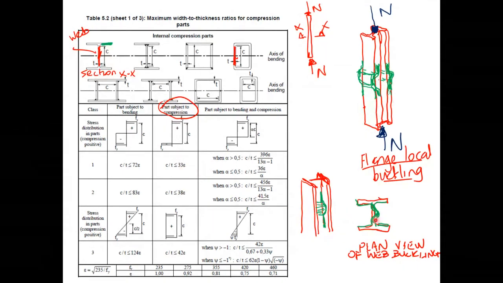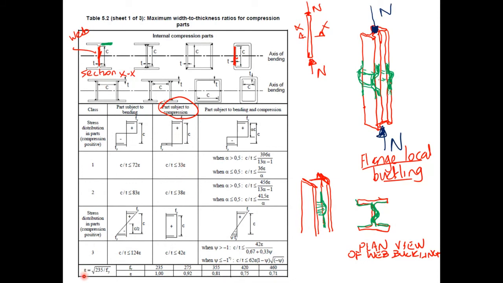So what we need to do is check the slenderness of this web and the slenderness of that flange as well. The slenderness of the web is the height of the web divided by the thickness of the web. We have an element that's under compression. If it's a class one section, then the height of the unstiffened web divided by the thickness of the unstiffened web has to be less than or equal to 33 epsilon. So this distance here, C divided by T, has to be less than or equal to 33 times epsilon.